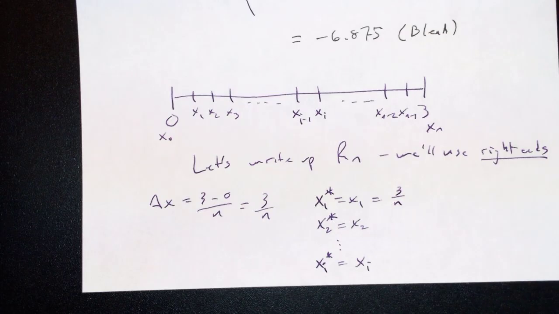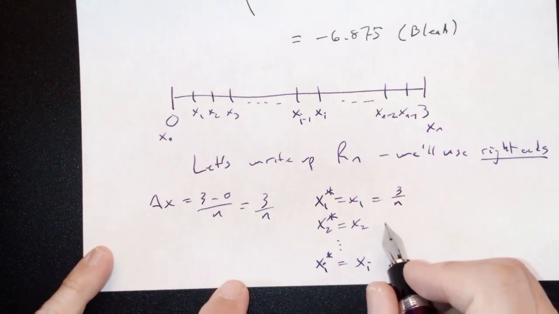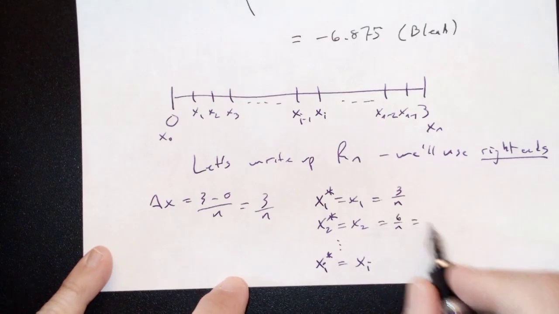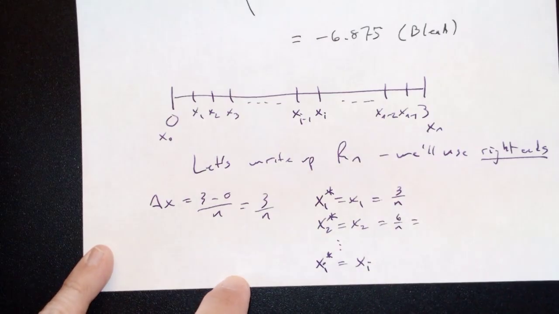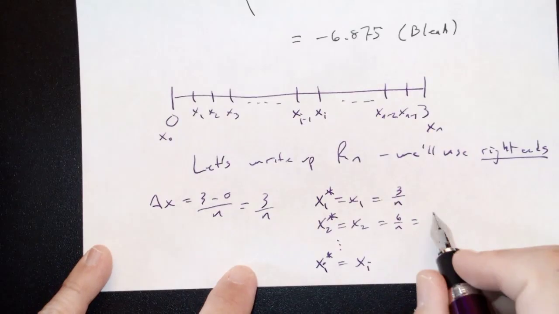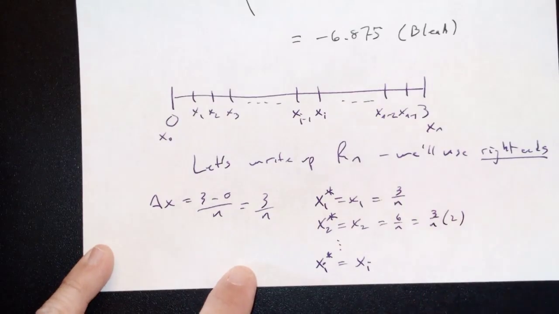What's x2? Relative to 0, I want a number for x2. x2 is what x value? It's one more step, right? So add another 3 over n. Or I could think of it as starting at 0 and taking 2 steps, right? So I can write it as 3 over n times 2.